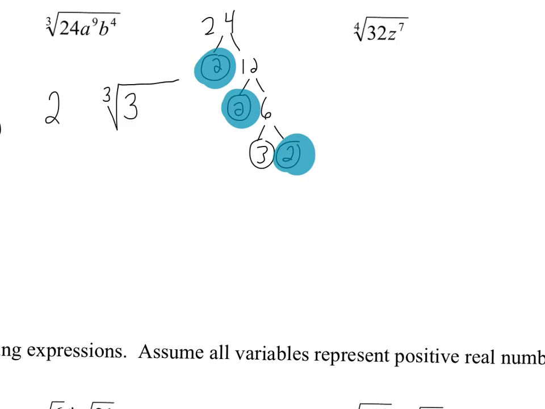And now, same thing with the variables, we're just looking for groups of 3. If you have a to the 9th, how many groups of 3 in a to the 9th? Well, there are 3 groups of a and nothing left. For b to the 4th, how many groups of 3? Well, there'd be 1 group of 3 with 1 left over.